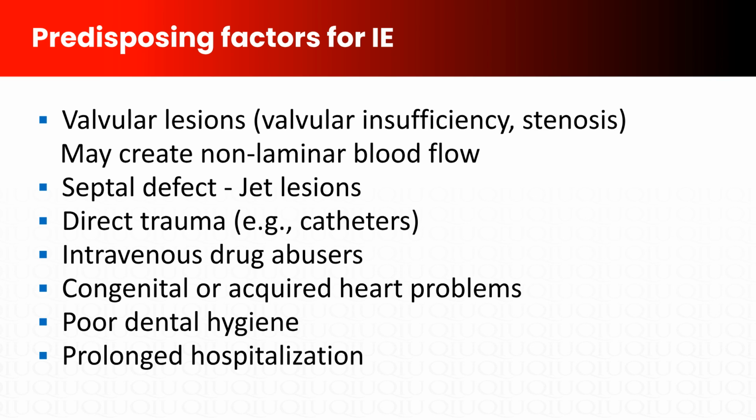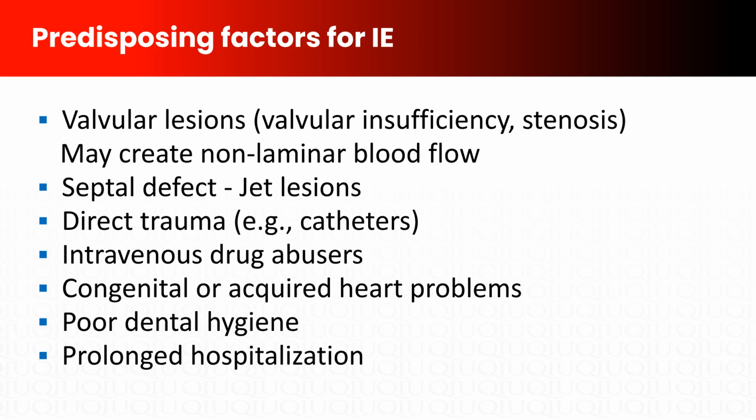Infective endocarditis doesn't occur in normal hearts randomly. There are specific predisposing factors that increase risk. Let's understand them. Valvular lesions are major risk factors. This includes valvular insufficiency, where valves don't close properly, and stenosis, where valves don't open properly. These conditions create non-laminar blood flow, meaning turbulent rather than smooth flow. Septal defects, holes in the heart wall, create high-velocity jets of blood that damage endothelial surfaces.